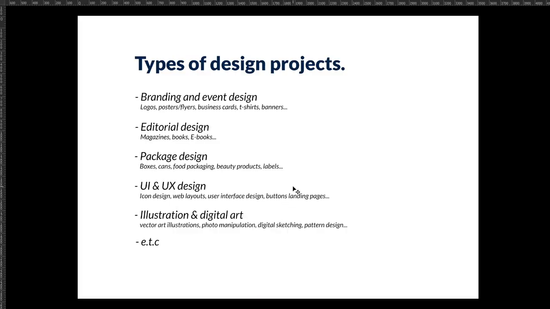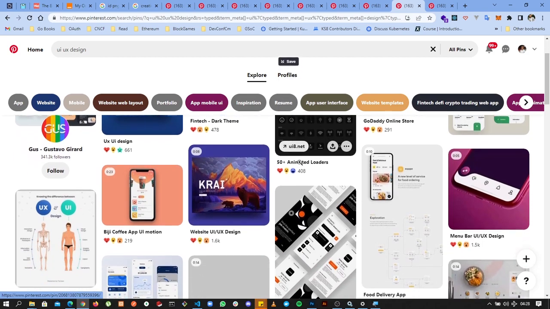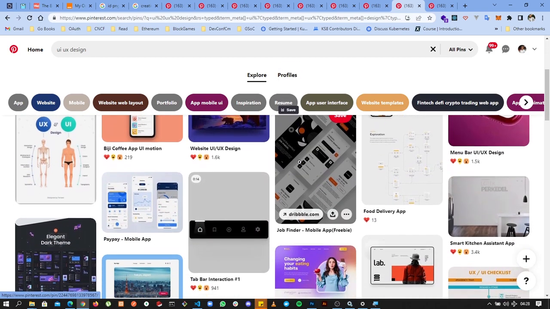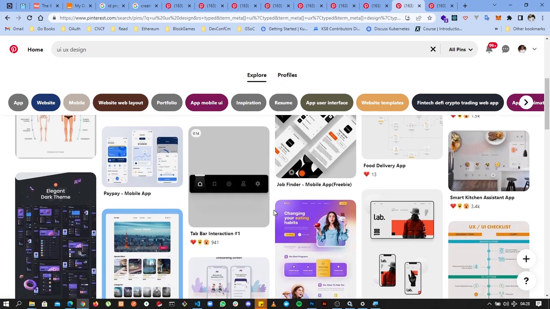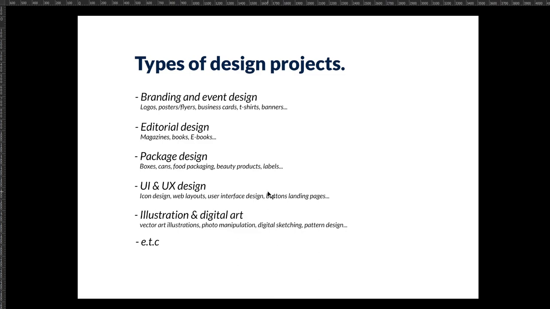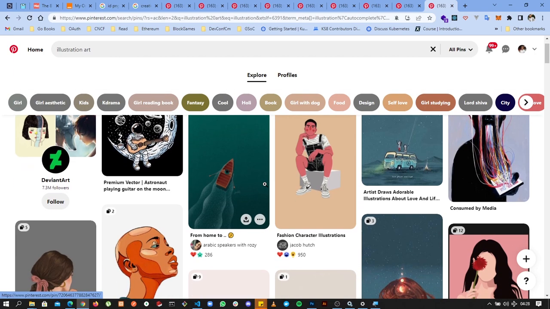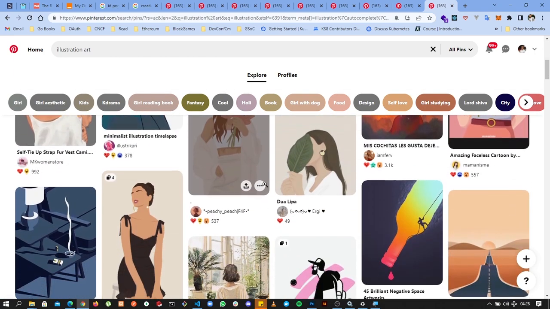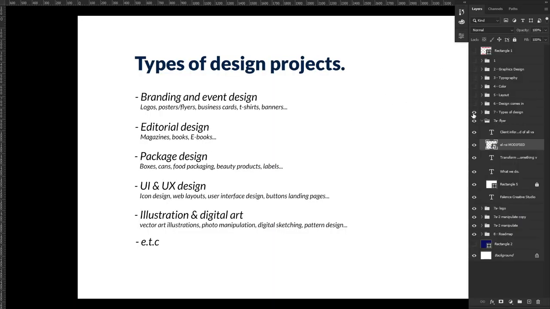Moving on to the next one, we have UI and UX design, where basically you have to do designs for user interfaces, right? And we have stuff like this. Basically you're doing designs for screens, like web applications, mobile applications, and so on. And we'll talk about all of this in depth. Then the last one, we'll talk about illustration and digital art, right? So illustration and digital art projects look like this. Wow, we have stuff like this. I'm sure all of that makes sense. All right, so let's move on to the next.